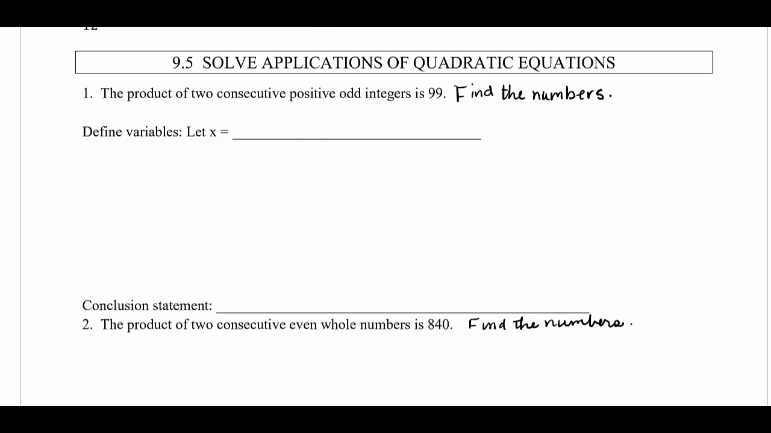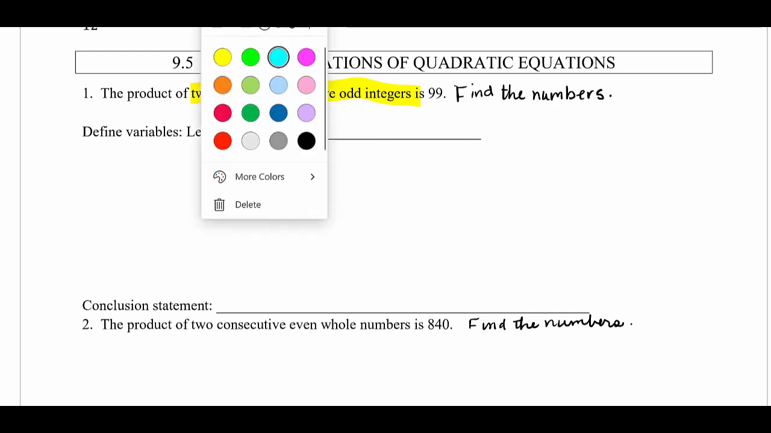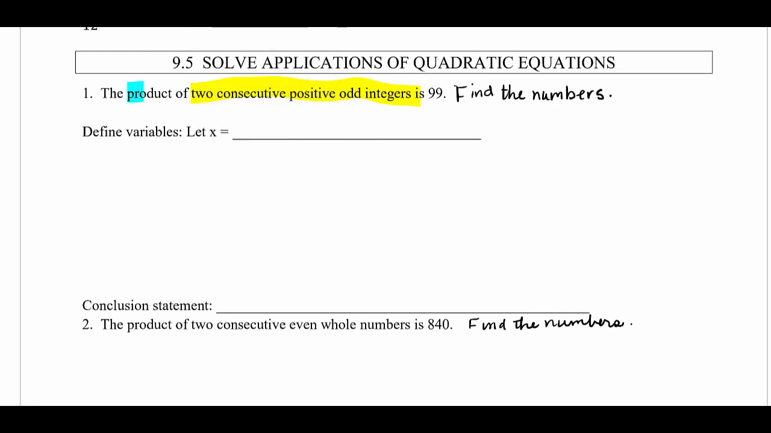Okay. So we're going to think about what's given. And we've got a couple of things that are given. We're given the fact that we have two consecutive positive odd integers. So we're going to have to think about what that represents. And then we also know that the product is 99, right, of the two. So the product is 99.